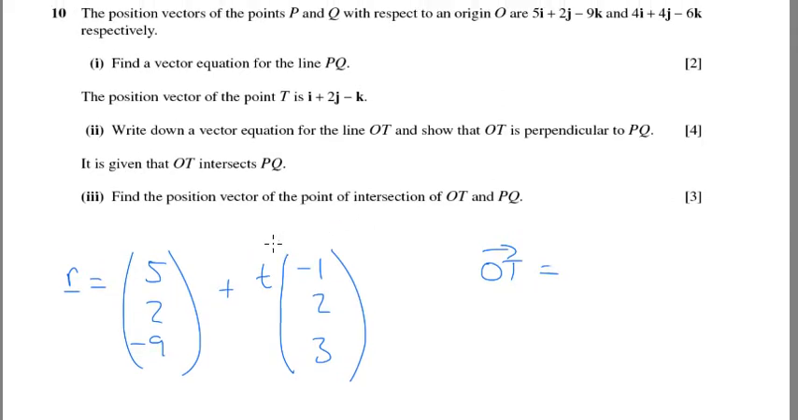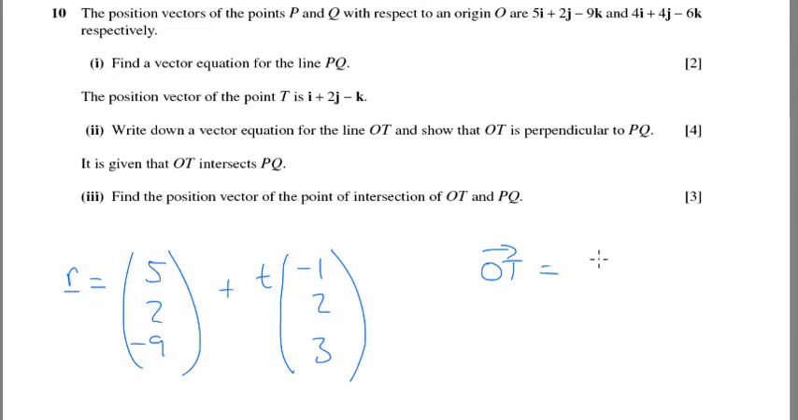Okay, for part 3, we now need to find where O to T intersects with P to Q. So this time, when we're dealing with T, we do need to have O to T as a vector equation. So same setup as last time, we need a position vector, which is a point on the line, but the easiest thing to use for that one is just 0, 0, 0, because we know that this vector equation goes through the origin. So I don't actually need anything here because I'm going to have 0, 0, 0.